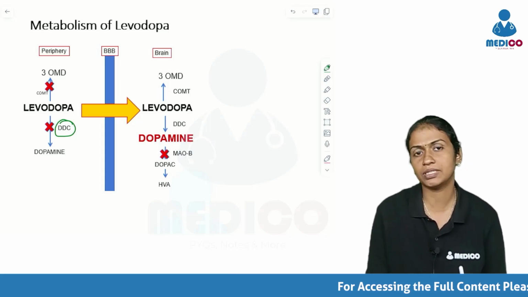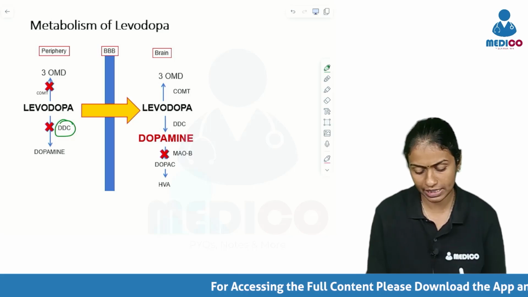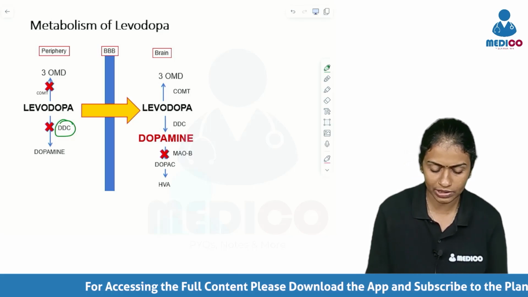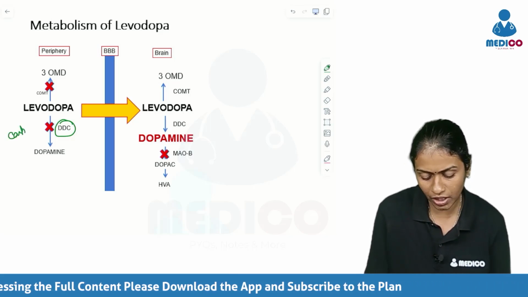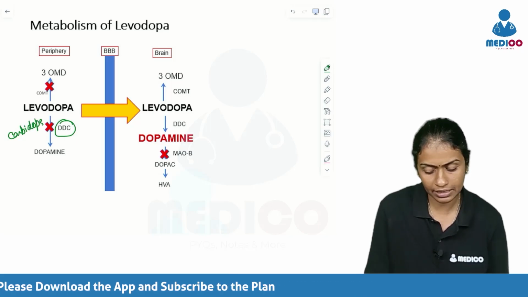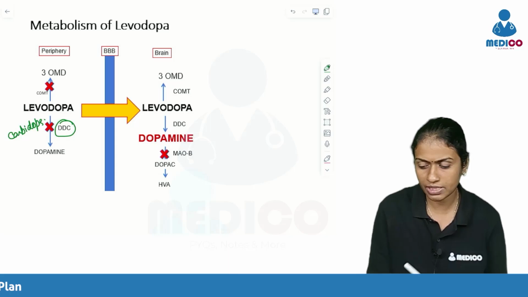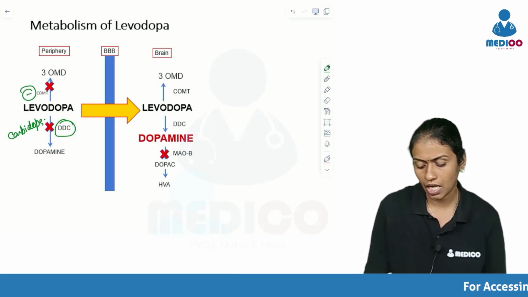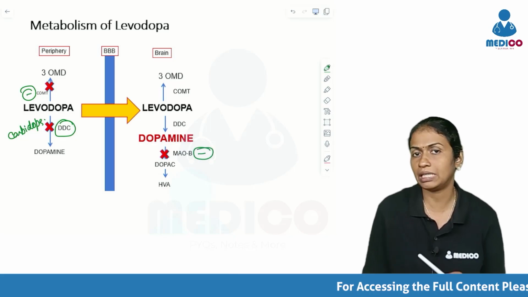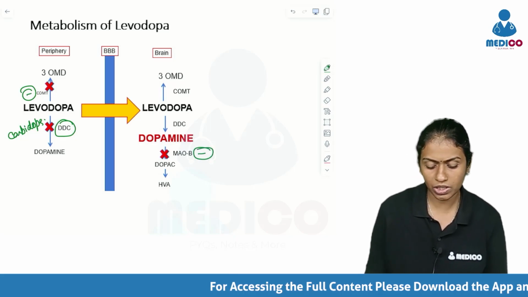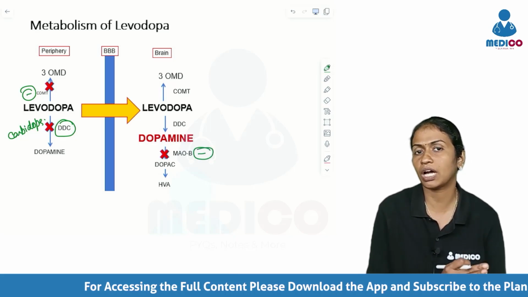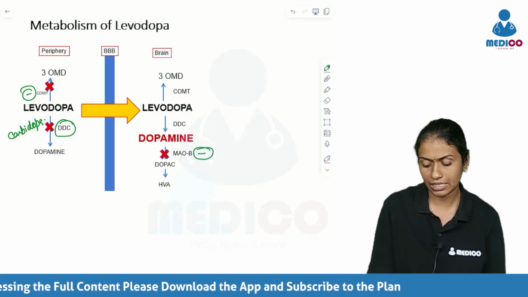So what are the examples of peripheral dopa decarboxylase inhibitors? You have carbidopa, benserazide, etc. Then you have the metabolism inhibitors: the COMT inhibitors and the MAOB inhibitors. So which are the COMT inhibitors? You have tolcapone and entacapone.